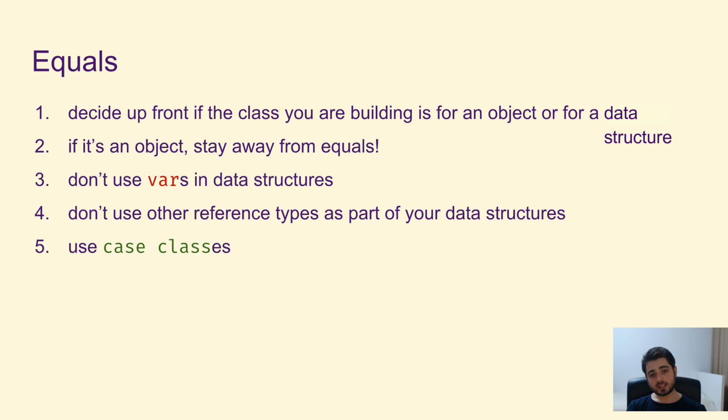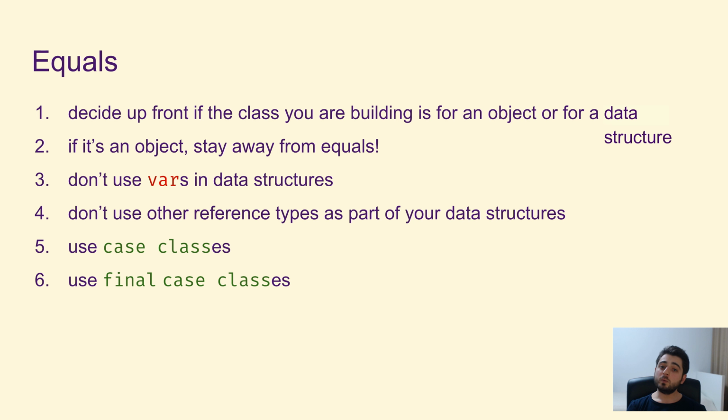Step 5, use case classes. So prepend your classes with a keyword case, and what it will do is it will tell the compiler to generate a structural implementation for the equals method and for the hashcode method. And in addition to that, it will generate a factory method and a few other cool things that we're going to talk about in some other video.